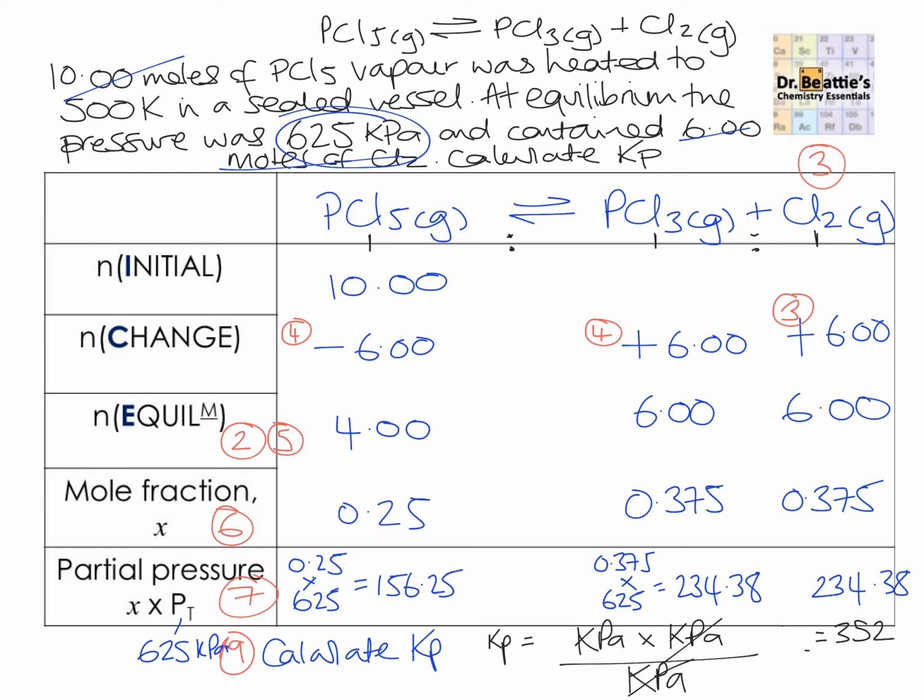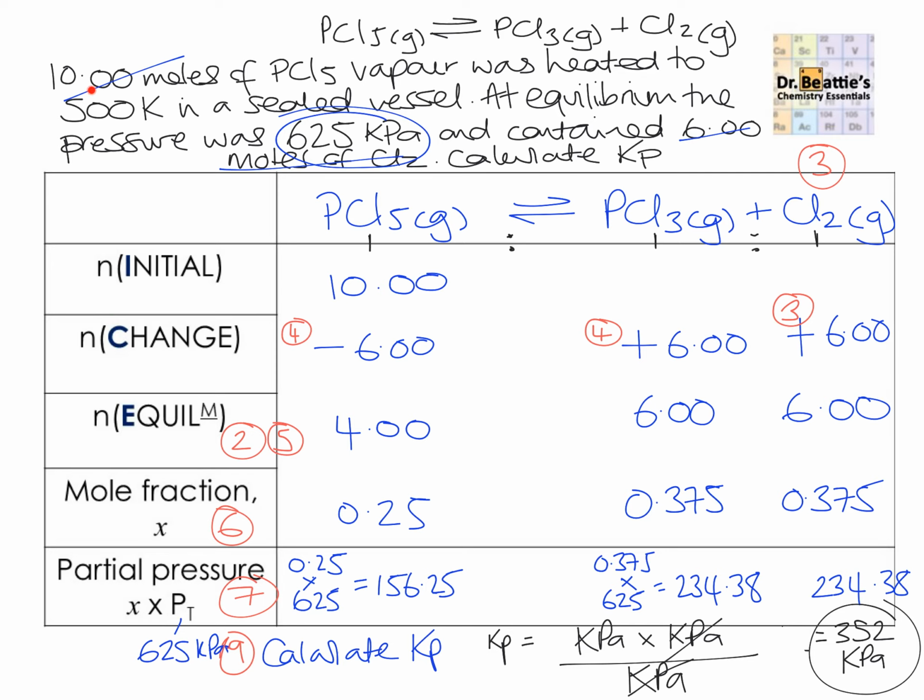So we know that it's 352 kilopascals as the units. So that's the method of coming up with the Kp for a reaction. Remember, you must be given some sort of pressure value for the total pressure in order to use this method. If you're not given pressure, then you're going to use the ICE method for KC questions instead.